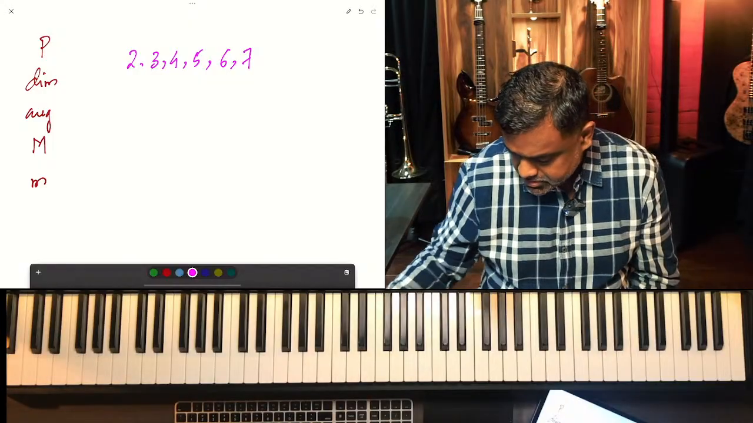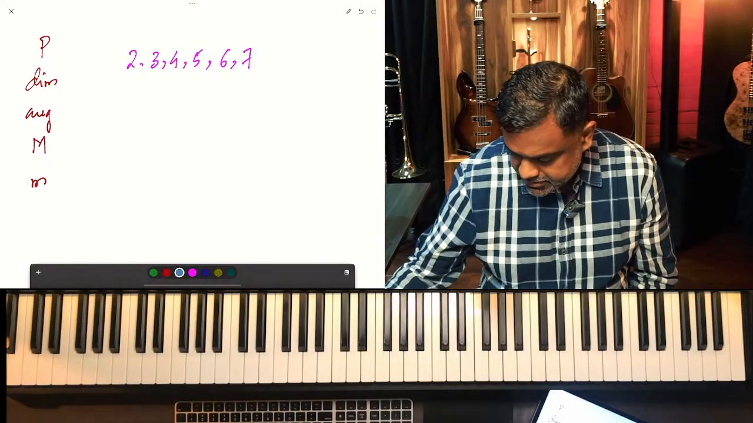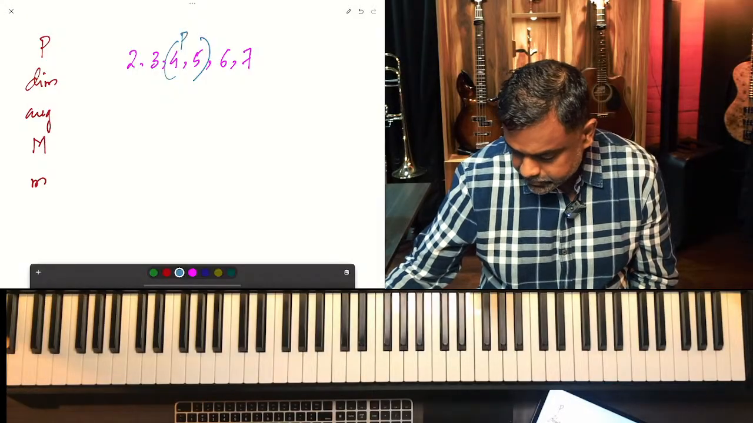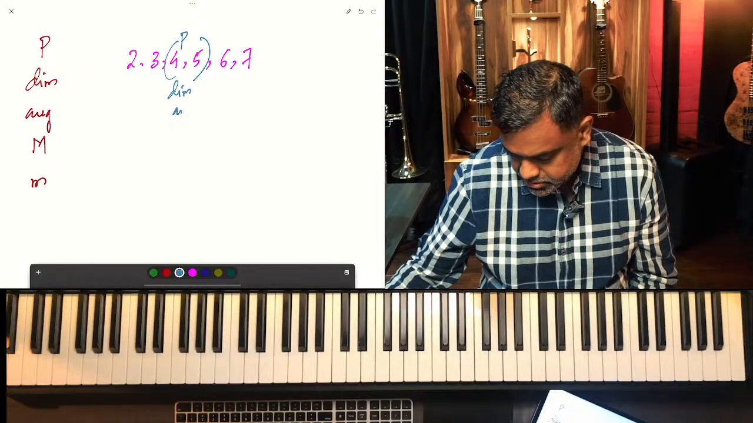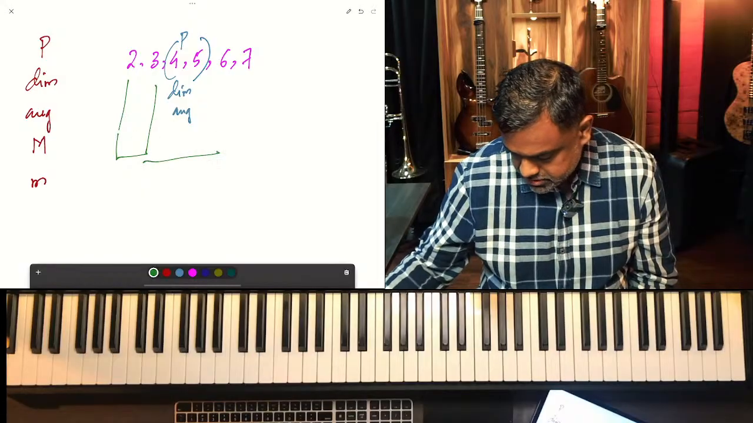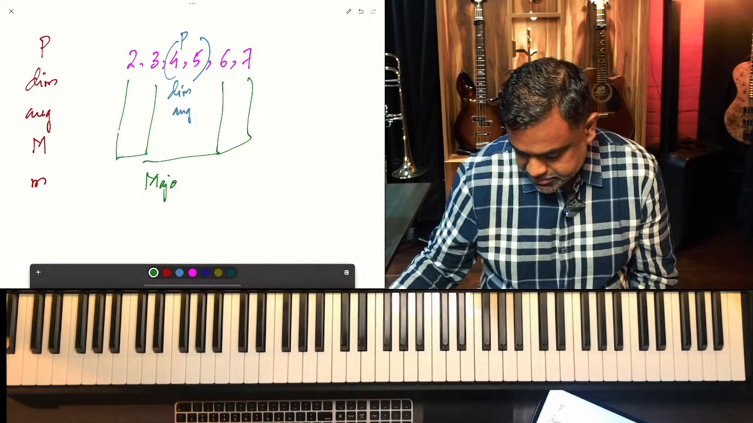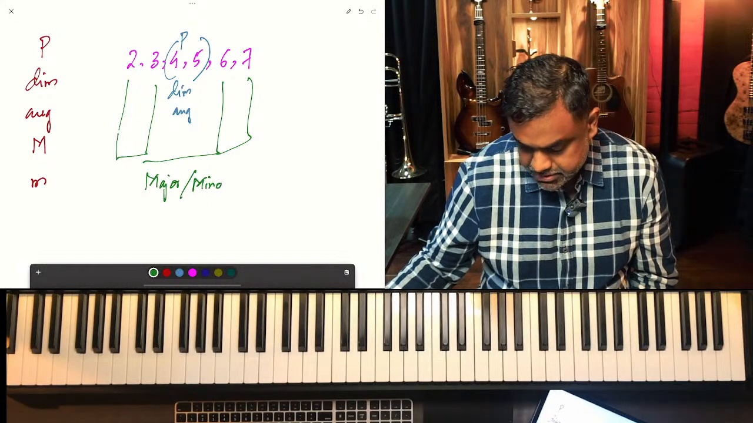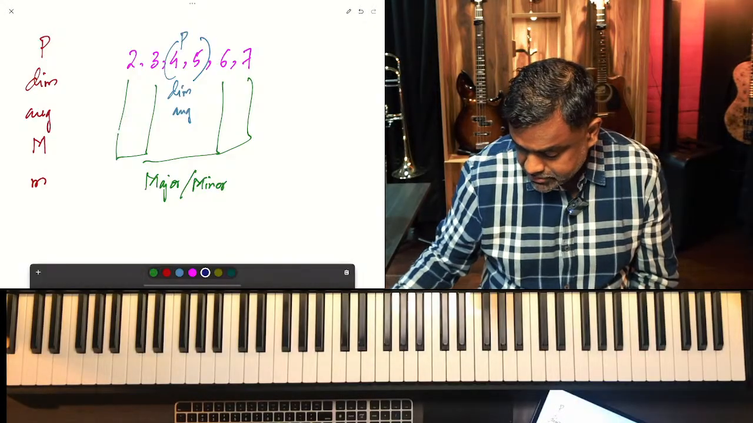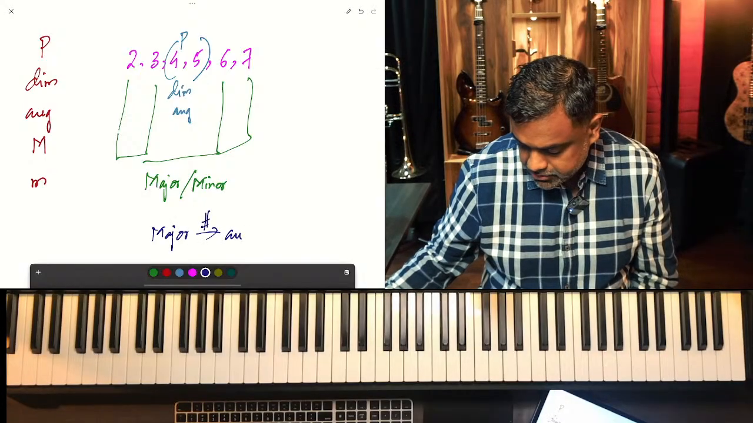As it turns out, perfect, diminished, and augmented are designed to be tagged along with the 4 and the 5. All the other stuff, the 2, the 3, the 6, and the 7, are either going to be major or minor intervals. In some cases, they could also be augmented and diminished. The way the formula works is, if you sharpen a major interval, you will get an augmented interval.